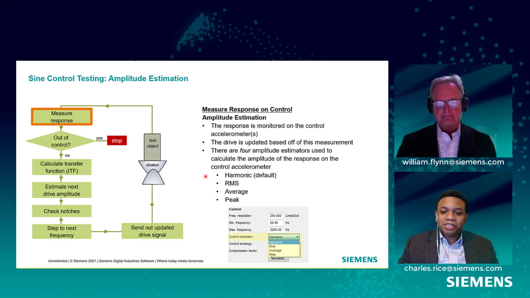Okay, I think I got it now. Let me just be clear. For example, if I chose the harmonic estimator, and it basically removed those harmonics from the response, so the value's lower. Right.